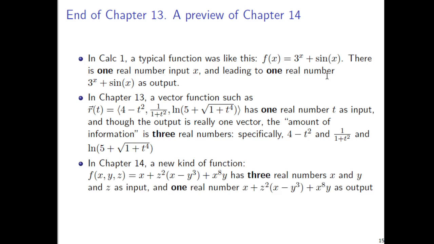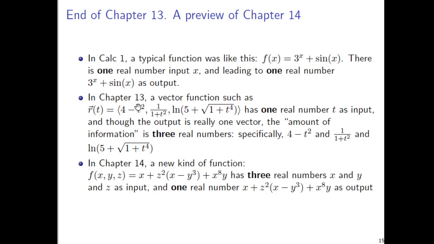And now in chapter 14, we're going to switch, in a sense, the roles. Chapter 13 looked at a new kind of function, vector functions. Chapter 14 looks at a new kind of function. And in the new kind of function, just the notation I think will give it away. F of x comma y comma z is given by the formula x plus z squared times quantity x minus y cubed plus x to the eighth times y, for instance, as one example. This has three real numbers, x, y, and z, as input. So in order to use this function, you have to provide an input called x, an input called y, and an input called z.